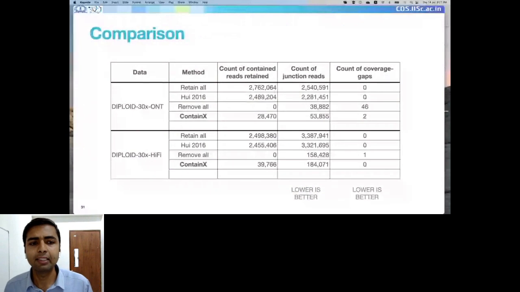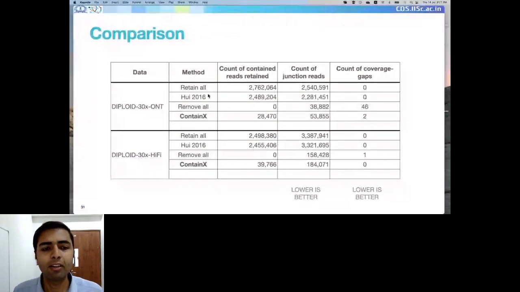So here are the results. I tested 4 methods. The first method is retain all, which basically means that I retain all the contained reads. The second heuristic is from the 2016 paper. The third is where I remove all contained reads. And the fourth is containx, where we try to carefully pick contained reads which we find to be useful. Now, the columns here are showing the count of contained reads retained.